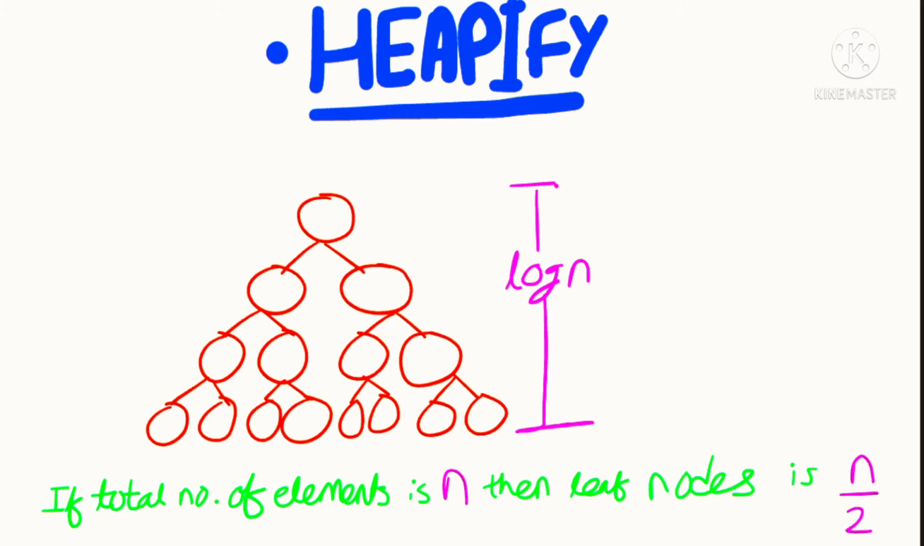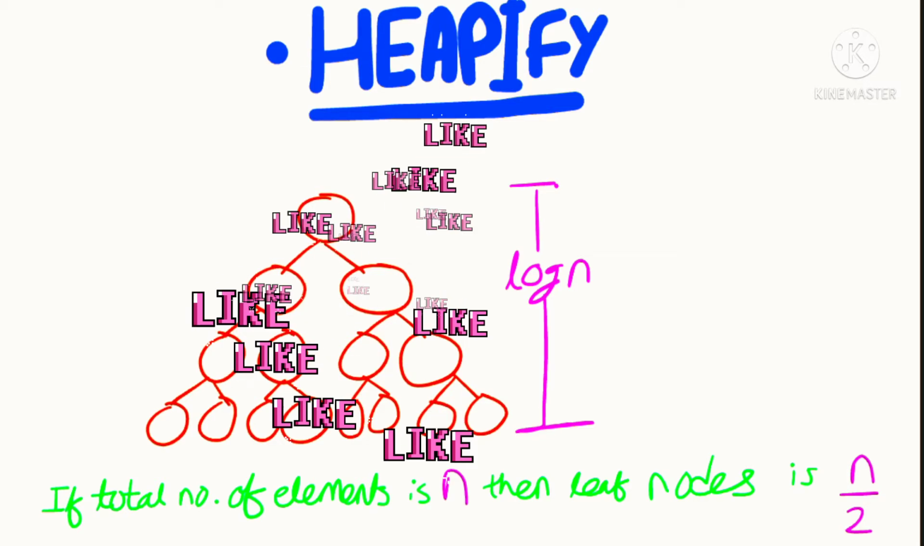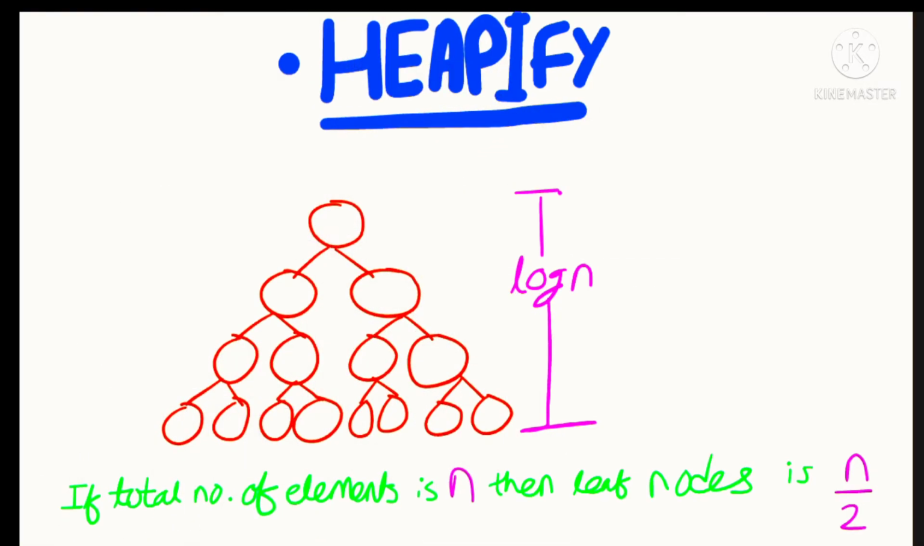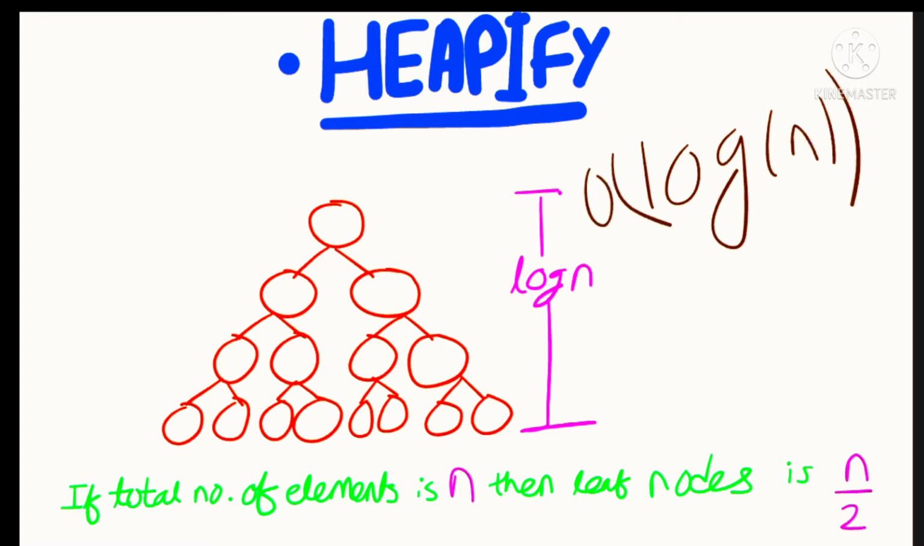To do any work in less time and less space, that people will like. The time complexity for heap sorting was order of log n. Okay, order of log n. But the time complexity for Heapify is order of n.